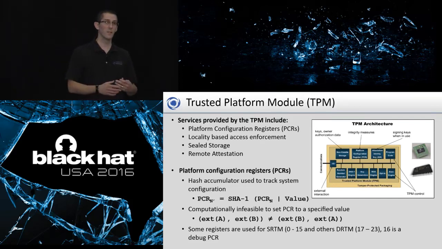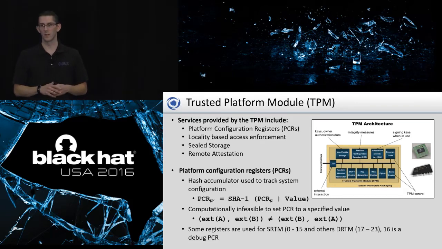And so there's a set of these PCRs. Some of them are used for static root of trust. The ones relevant today are number 17 to 23, which are specifically used for the dynamic root of trust.